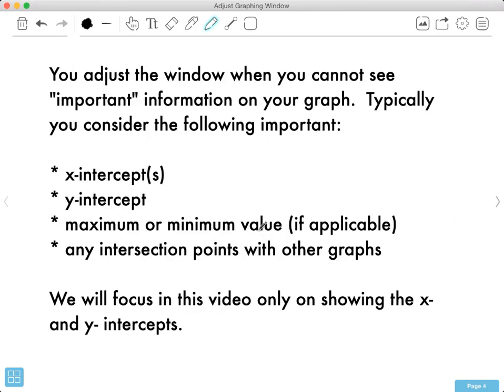You need to adjust the window when you can't see things that we consider important on your graph. Typically, when you're working with a graph in applied math, you want to be able to see any x-intercepts that the graph has, the y-intercept if the graph has one, any maximum or minimum values if that's applicable, and any intersection points with other graphs. It's quite common that we'll graph two graphs and be interested in where those two graphs cross. In this video, we'll focus just on showing the x and y intercepts.